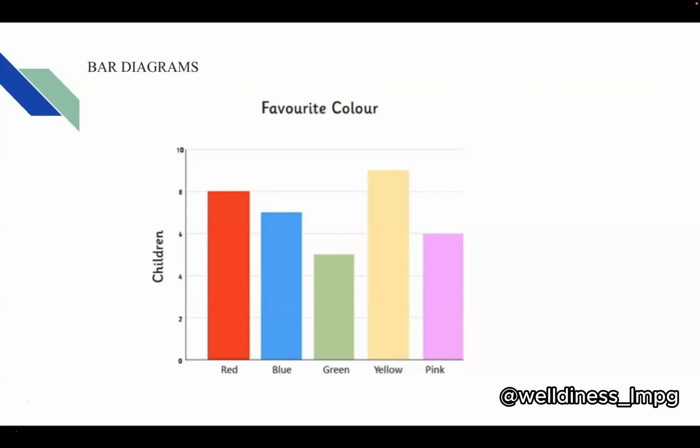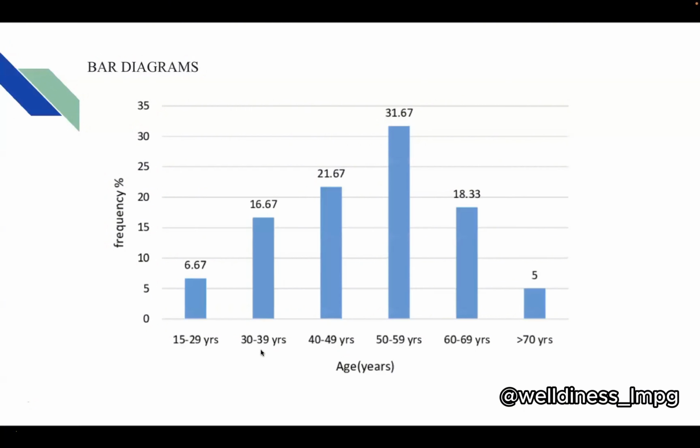So what is the least liked color and why? Green, because it has between 3 and 4. Between 4 and 6, which is 5. So 5 is the least number of children on this bar diagram. That's actually correct.